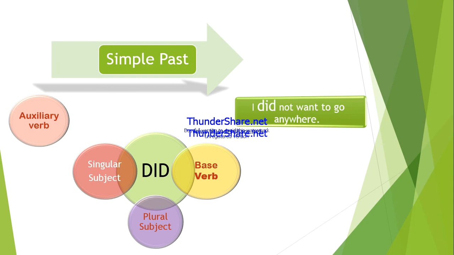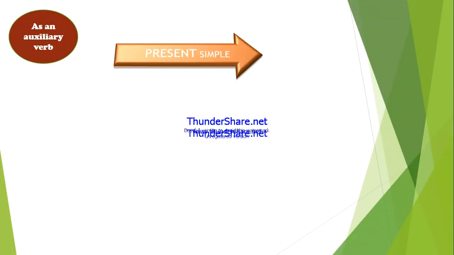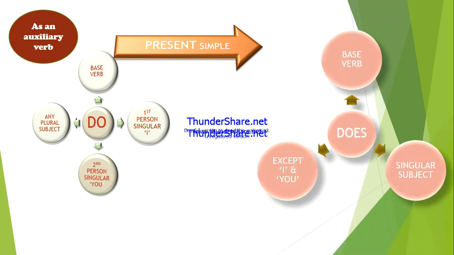Next, in present simple we use the auxiliary verbs do and does. First of all, do we use with first person singular I, with second person singular you, and with any plural subject, and we use this auxiliary verb with the base form of the verb, or you can say the first form of the verb, to make interrogative and negative sentences. Same as does, we use with the base form of the verb, and we use it with any singular subject.